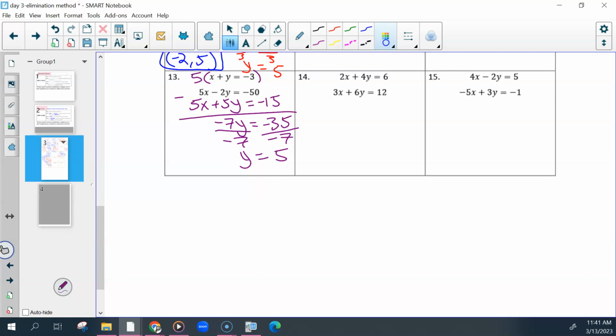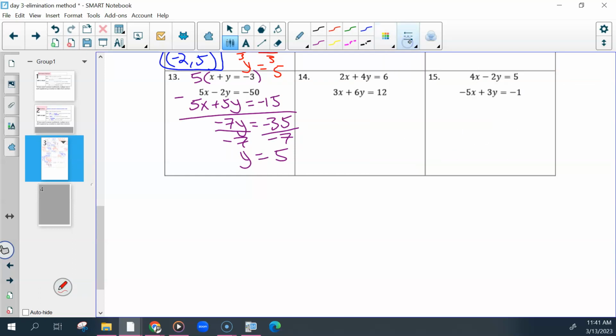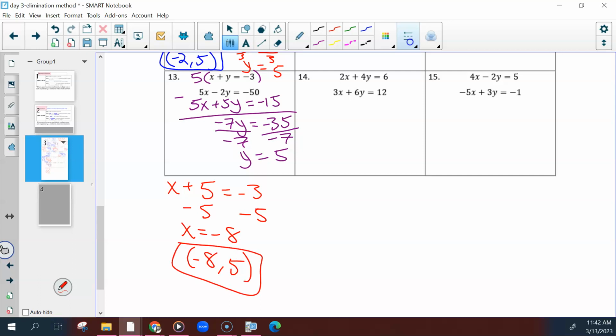Put that back into one of your equations and find x. I'm going to put it back into our first one. X plus 5 equals negative 3. And get rid of the 5. So negative 8, 5 would be our solution.